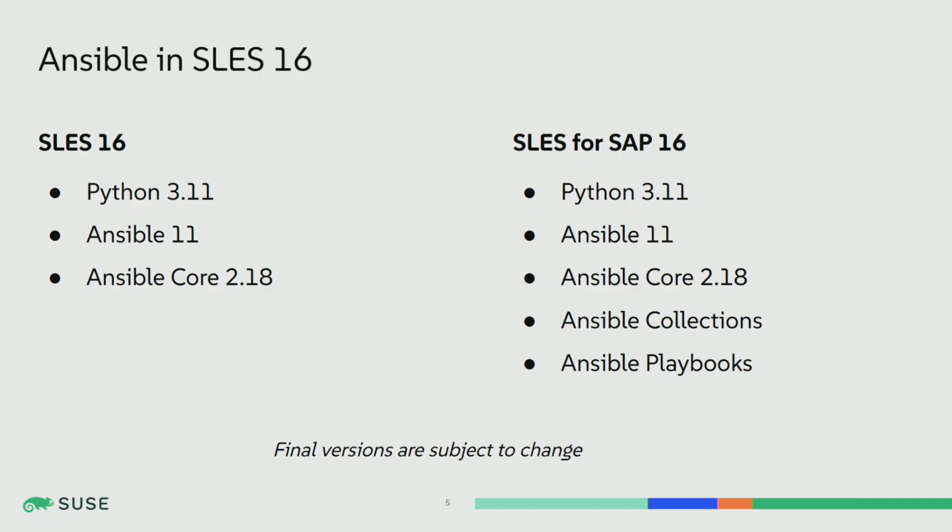It comes from both SLES 16 and SLES for SAP. With that, we are testing now and validating Ansible 11 and Ansible Core 2.18. There were some CVEs in two versions back, so we jumped to the latest version. Testing went through well, so this is the one that we are currently planning for.